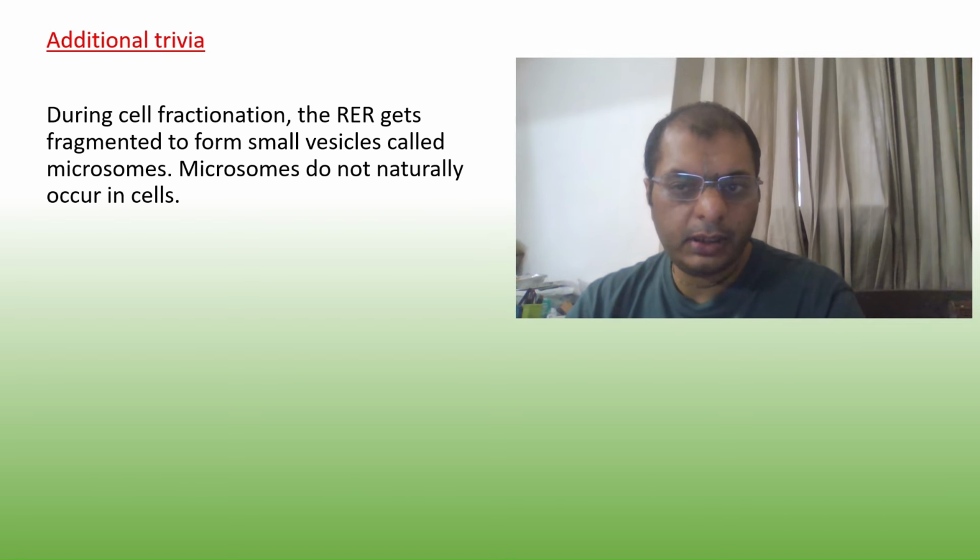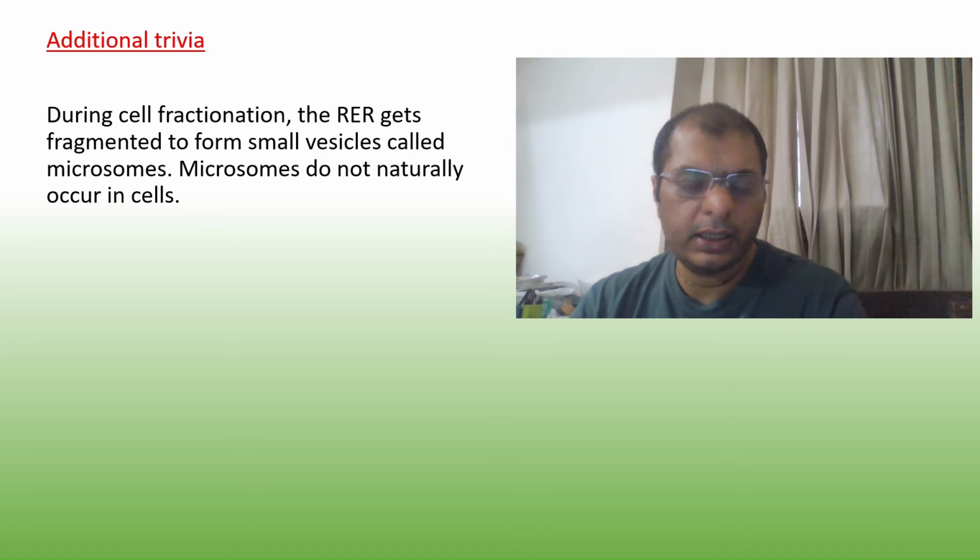Here's some additional trivia for you. During cell fractionation, the endoplasmic reticulum is fragmented to form small vesicles called microsomes. And just for everyone's information, cell fractionation is the process by which the organelles of the cell are separated by centrifugation. And the microsomes that are formed during cell fractionation are not naturally seen in the cells, they are only found in vitro.